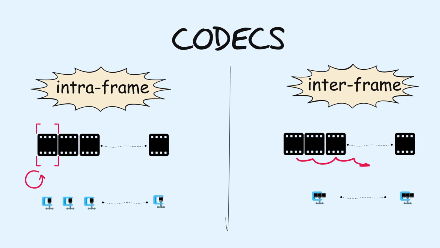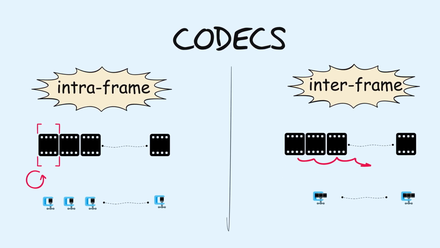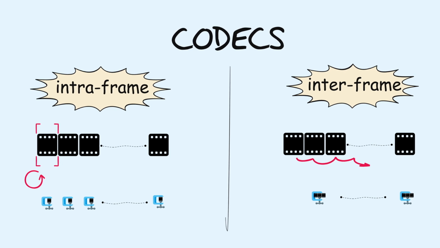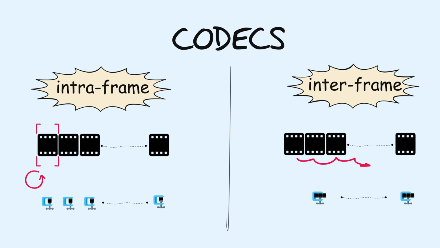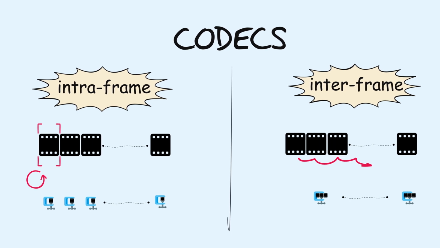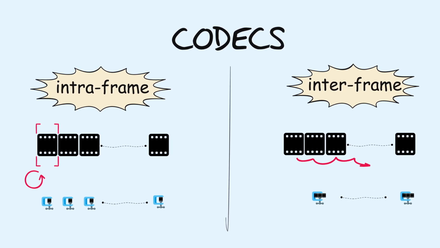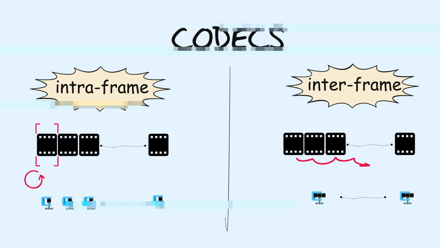Inter-frame codecs compress a series of frames together, which can result in smaller file sizes but can also lead to a reduction in quality. This is because inter-frame codecs are designed to find similarities between frames and only store the changes between them, which can result in some loss of information.